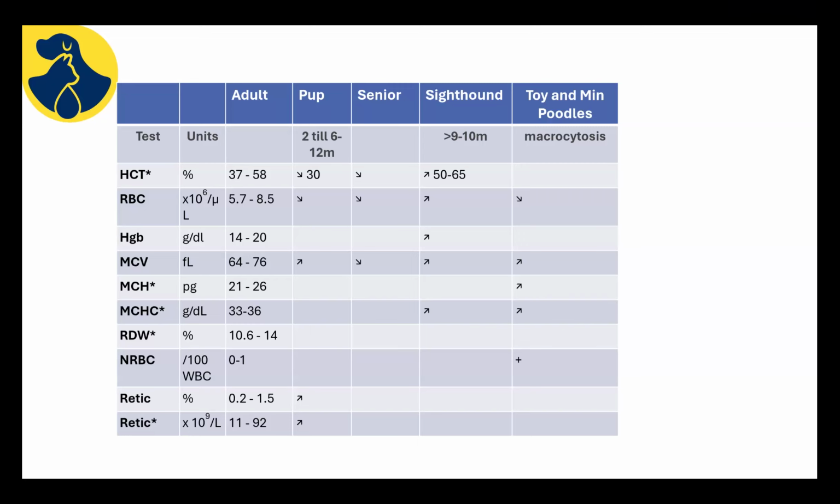Now, as dogs go past their adult age and go into the senior age, again, that hematocrit can slightly drop over time as they get older. And their mean corpuscular volume might slightly drop as well. Again, that doesn't mean that it will be below the reference range, but if you were to compare it with a previous sample of that dog a few years ago, that's what you might notice.